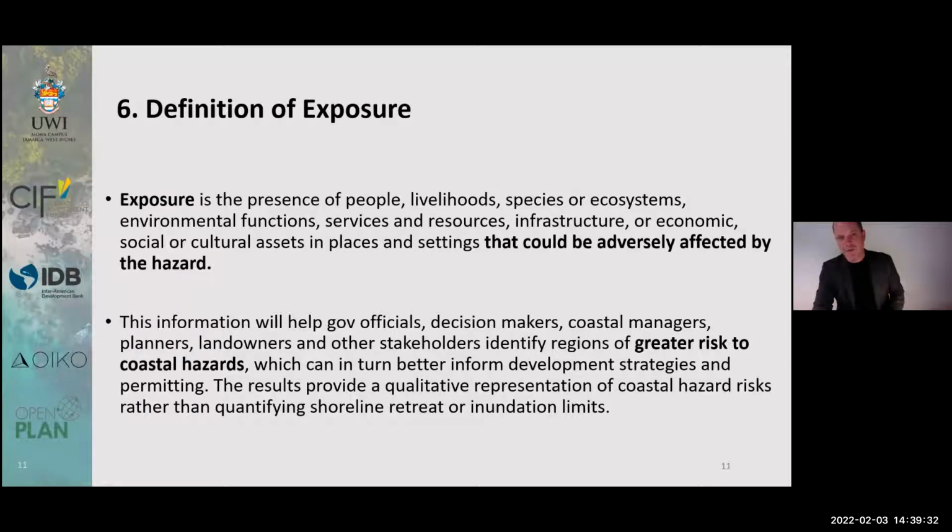So just to conclude, this information helps decision making. The more information we have on the variables and the relationship between them, even if it's just an illustration, the better decisions we can make. Coastal managers, planners, landowners, so we can analyze the risk and the coastal hazards.